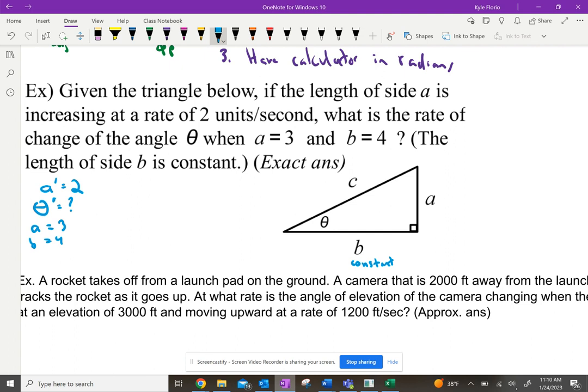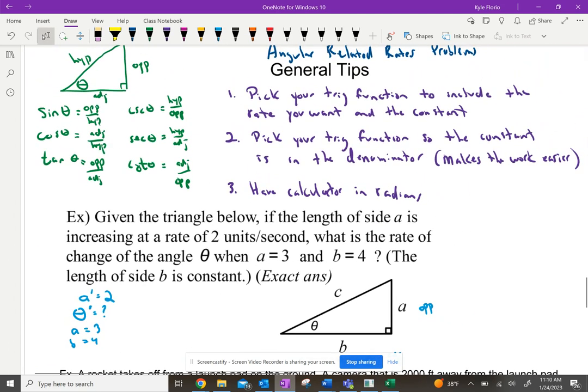And the rate that I know is the rate of A. So A is the opposite leg of angle theta, and B is the adjacent leg. So now I need to pick a trig function that relates opposite and adjacent.